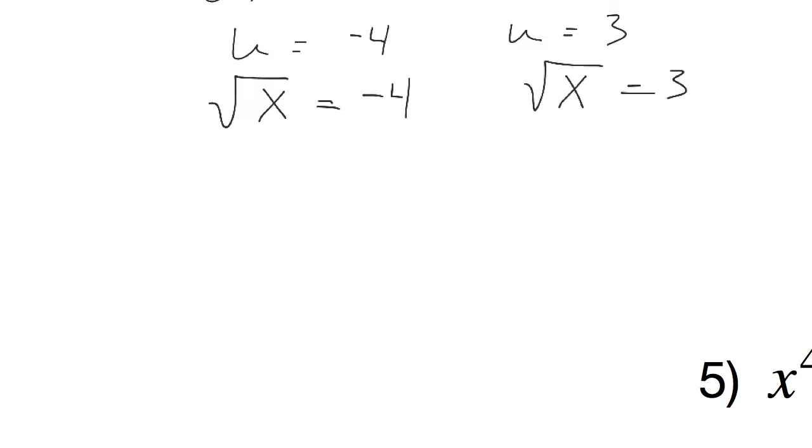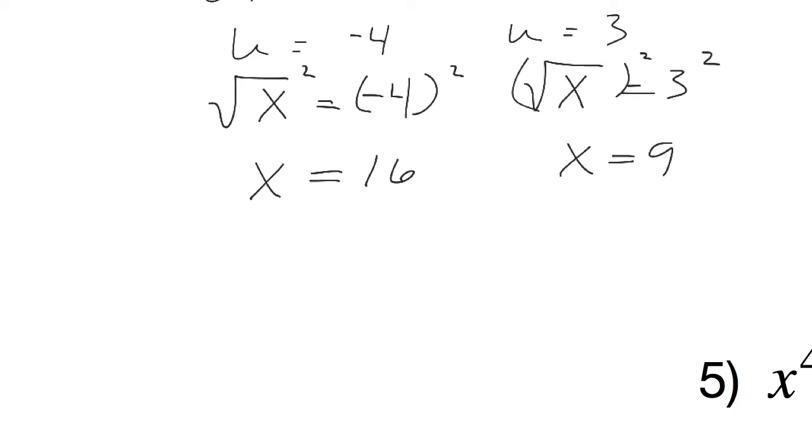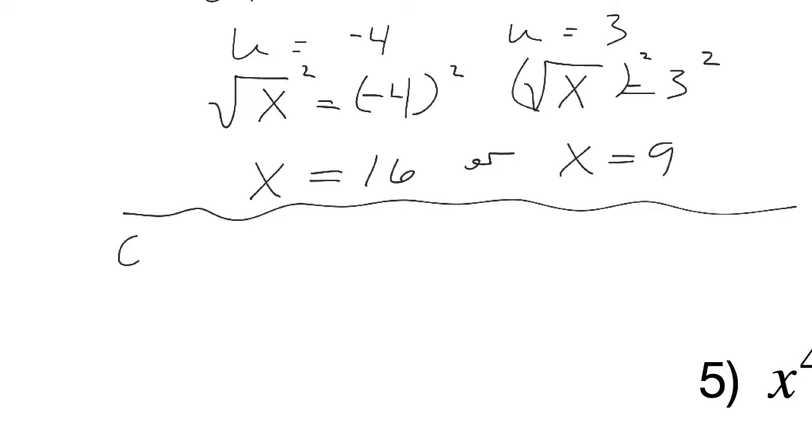Now, let's square both sides, like we learned how to do last section. When you square both sides, that's fine and totally legal, but you have to make sure you check your answers, because it might introduce solutions that are not actual solutions. x is equal to 16, or x is equal to 9.